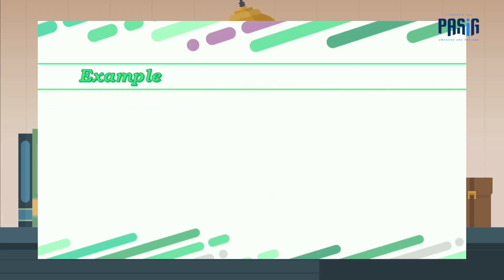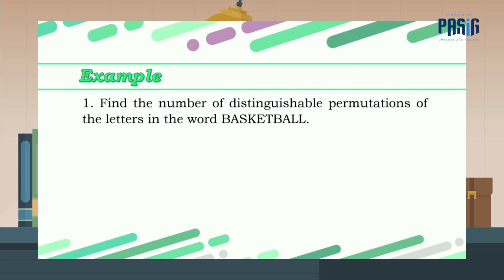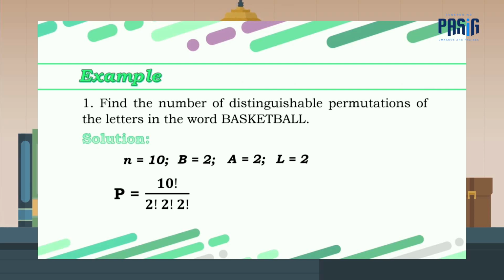Okay, let's have an example. Number 1, find the number of distinguishable permutations of the letters in the word basketball. So, there are 10 characters in the word basketball. So, we have n is equal to 10. And we have 2 letter Bs, 2 letter As, and 2 letter Ls. Therefore, we have P is equal to 10 factorial divided by 2 factorial times 2 factorial times 2 factorial, which is equal to 453,600 ways.